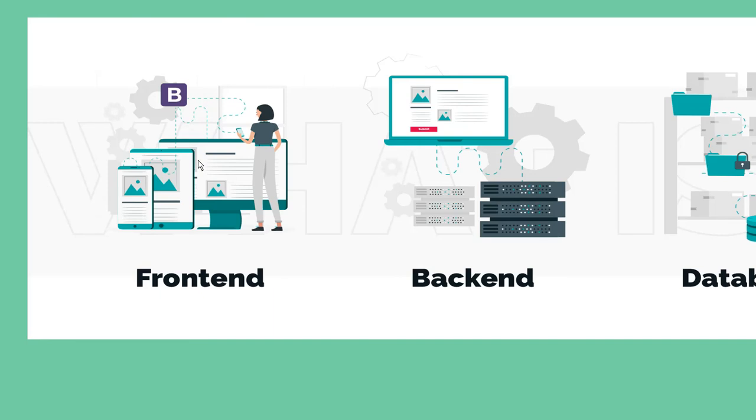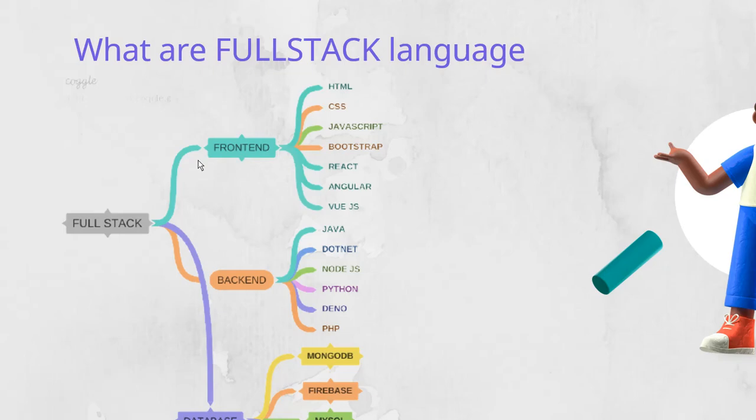Okay, so we have got the general idea. Next, we are going to see what the languages are. What is full stack? We know the terms front end, back end, and database. Then what are the languages? In the front end, there is HTML, CSS, JavaScript, Bootstrap, React, Angular, and Vue.js.